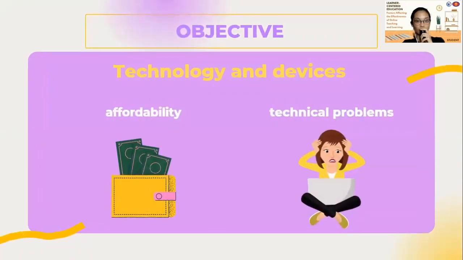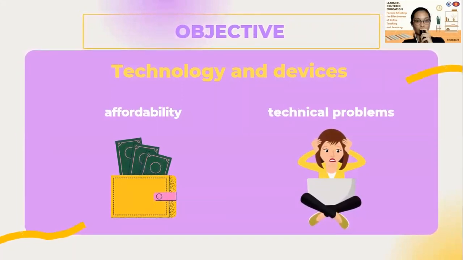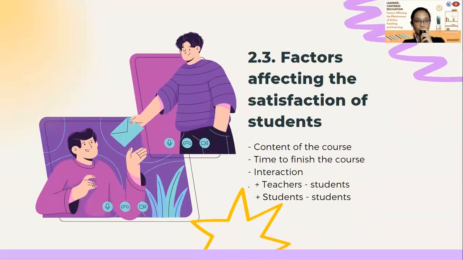So online learning requires higher quality technology and devices to ensure that classes are conducted smoothly. This could be a bad experience for the students from impoverished backgrounds because up-to-date devices are not really affordable. And moreover, students and teachers should always expect various technical problems that might come up and prepare a backup plan. So those are some of my thoughts on the factors affecting the effectiveness of online learning and teaching.